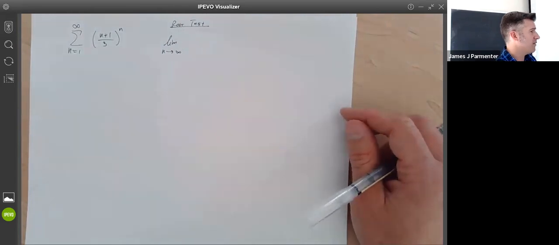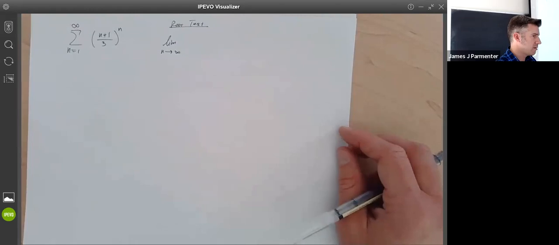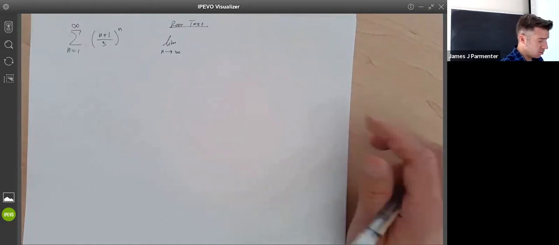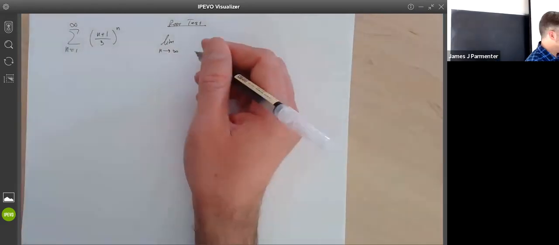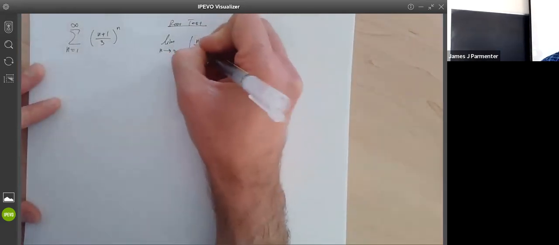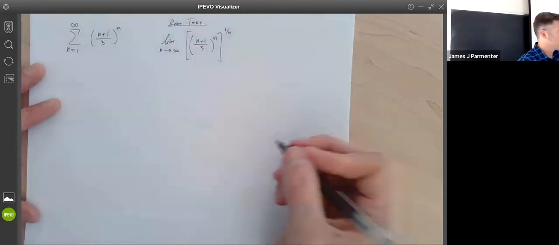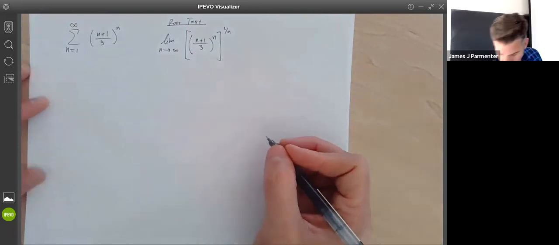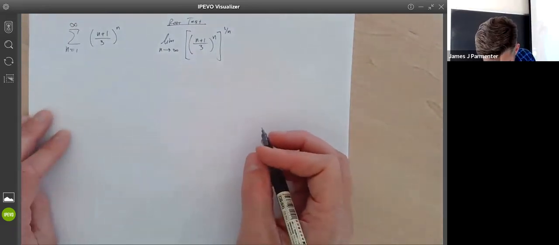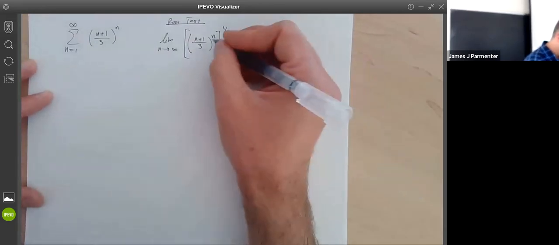So while this is a good candidate for the root test, I should point out what other test should be in the back of our mind: the nth term test. I'm going to use the root test here because it's easy to apply. And then the 1 over n, those cancel out.